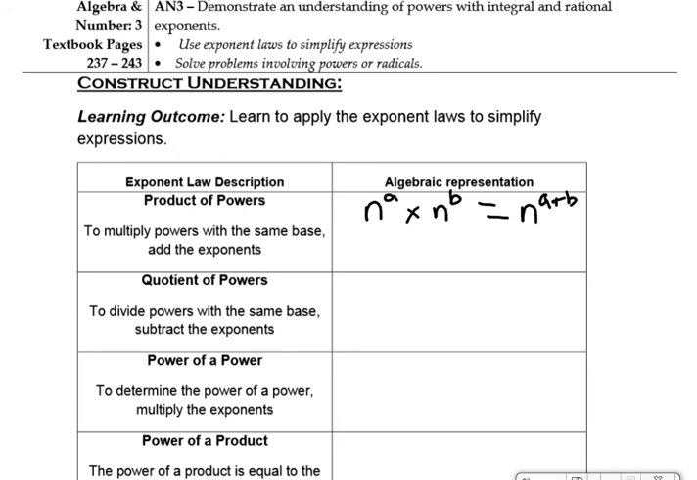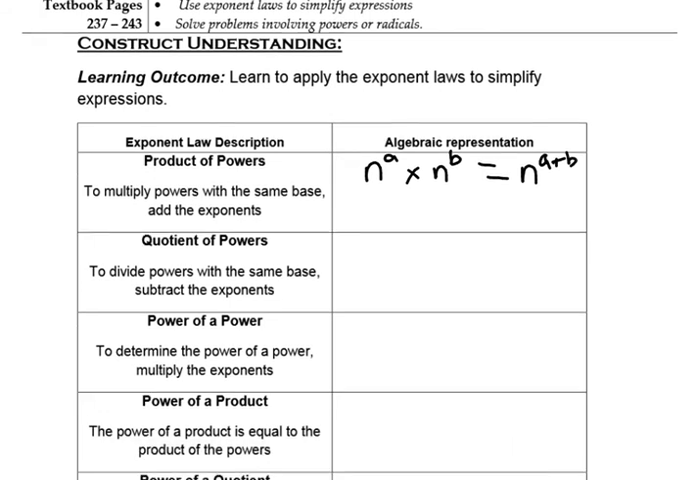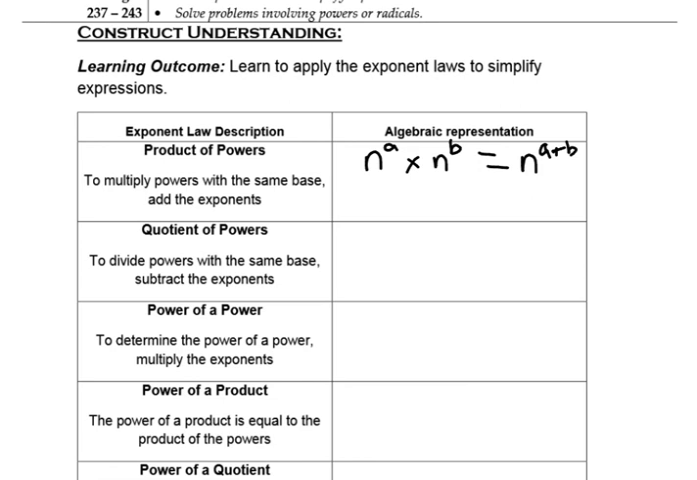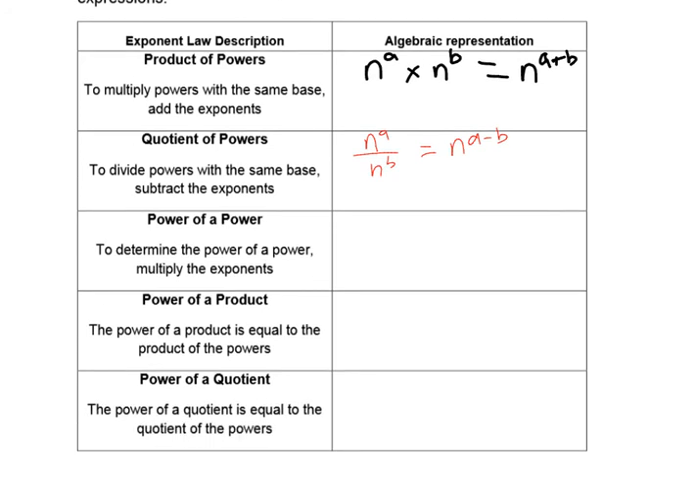Then, quotient of powers. So if we divide like bases, subtract the exponents. So you got n to the a over n to the b, or n to the a divided by n to the b, however it would be written. N to the a minus b. Power of a power. Multiply the exponents. N to the a to the b. N to the a times b.